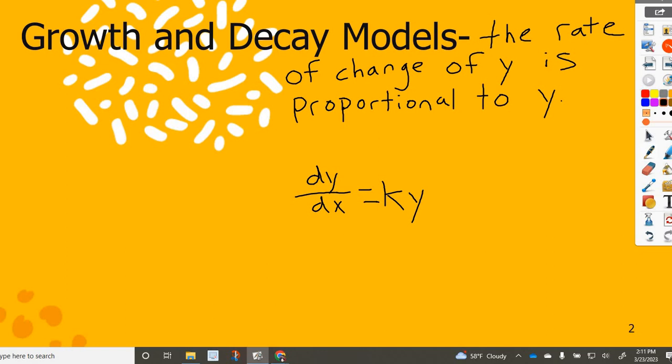Now, if I were to take this and I wanted to solve for the equation that gave me this differential, what would we do? If I want to solve that, what would I do? Divide by y, and multiply by dx, and then integrate. Okay, so we get natural log absolute value of y equals.